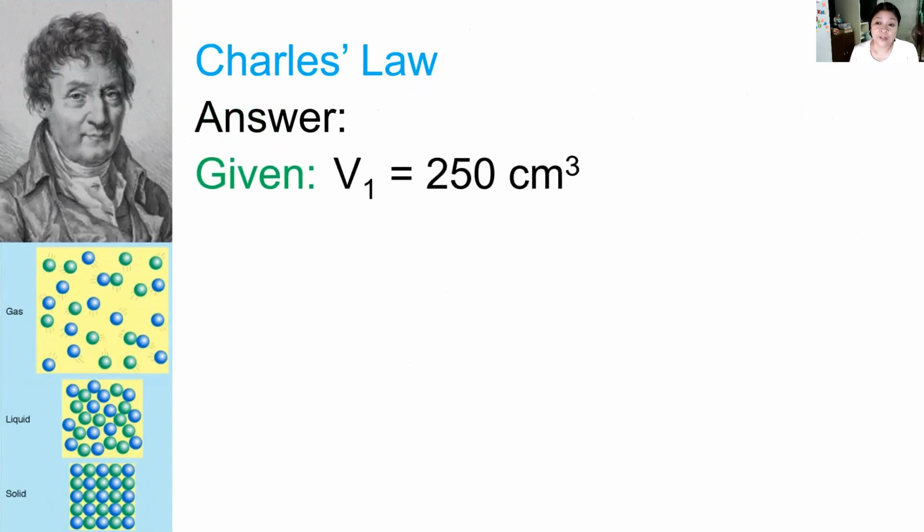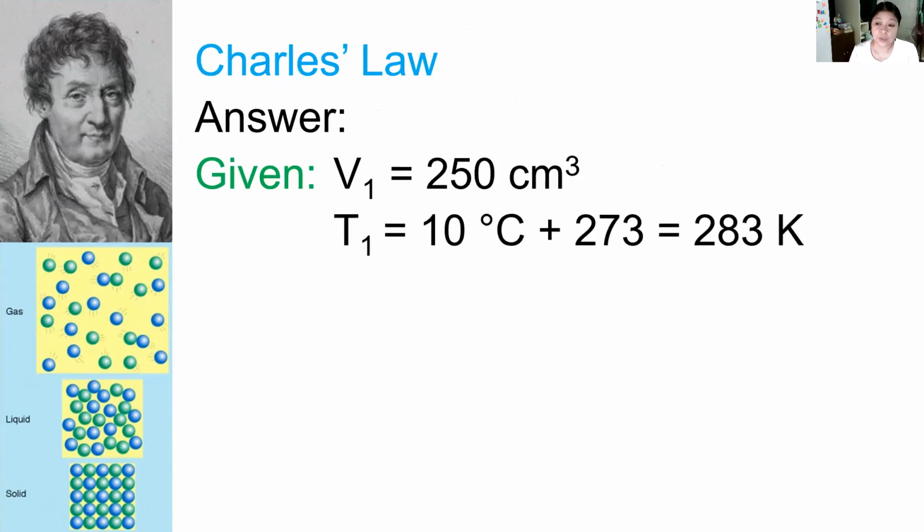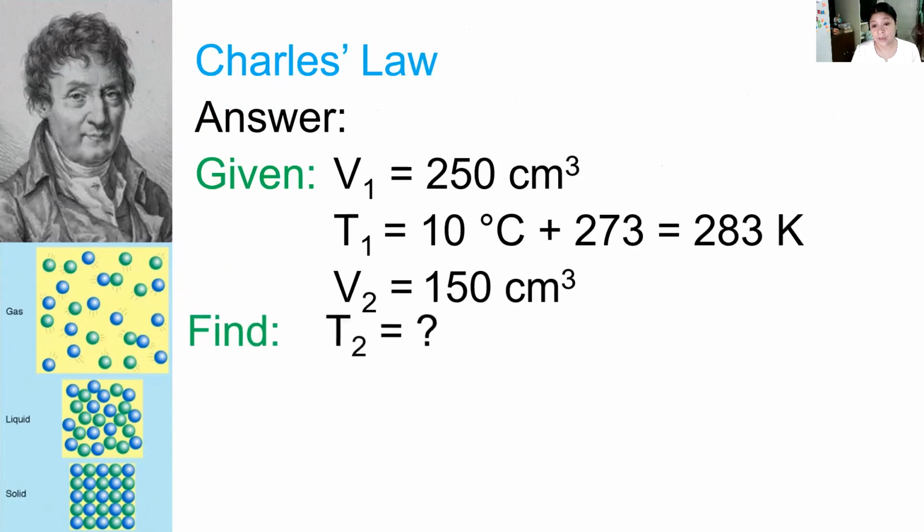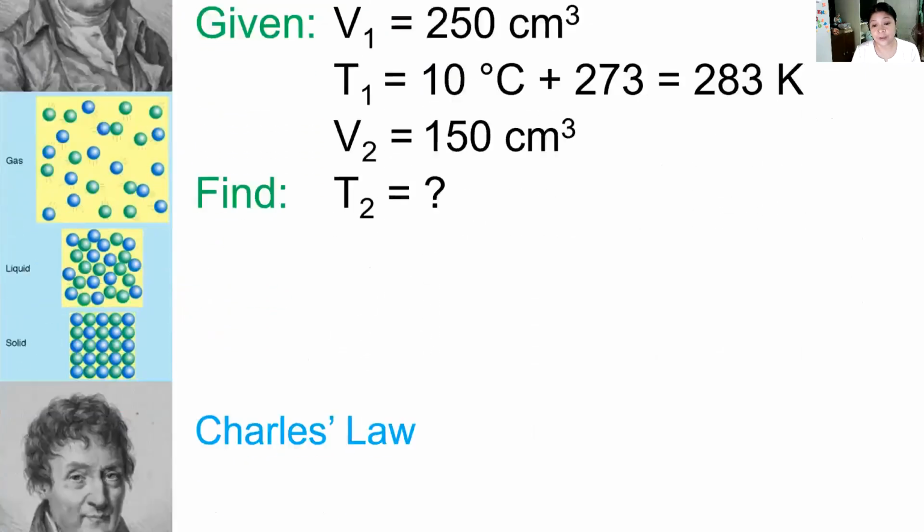V sub 1 is 257 m cube. Temperature is 10 degrees Celsius plus 273. It will become 283 Kelvin. V sub 2 is 150 centimeter cube. So we have T sub 2. We are going to find that.